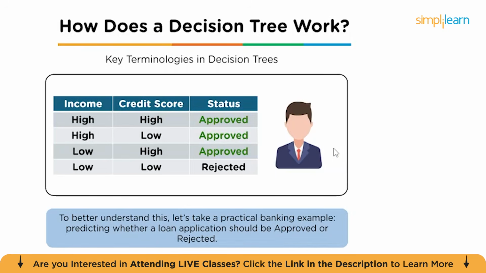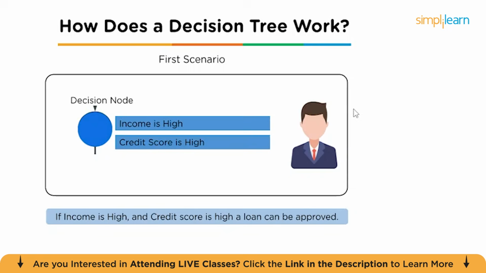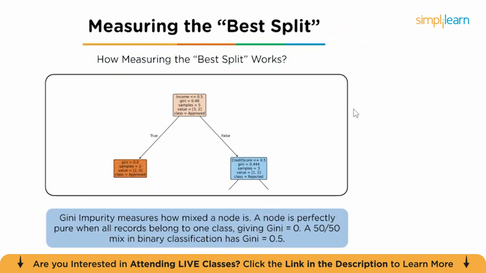We have two features, either the income or the credit score. So should we split on income or should we split on the credit score? We need to decide that. For the decision nodes, either income is high or the credit score is high. That is one decision. If income is high, credit score is low, it's still approved. Income is low, credit score is high, it can be approved. So these are all decision node criteria. These are four scenarios. So how do we measure the best split on that?